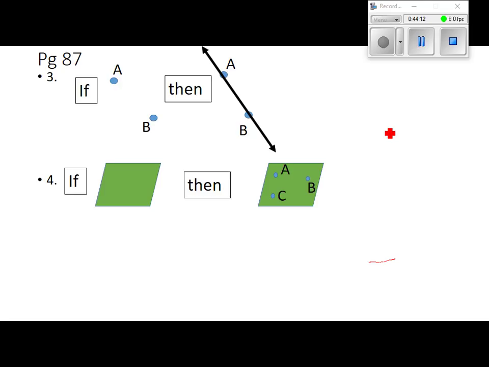Don't tell me all this, just tell me the postulate. We just went over them. 2 points. It's a 2-point postulate. Tell me what it says. 2 points make one line. Yep, that's your answer. What do we know about 2 points? Any 2 points make exactly one line. Good.